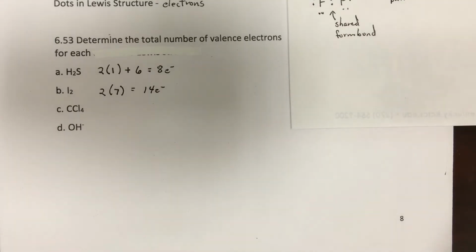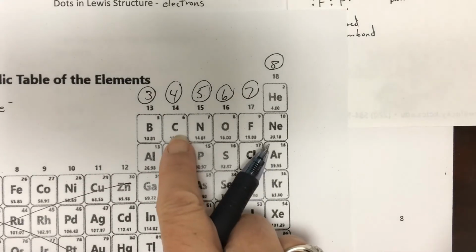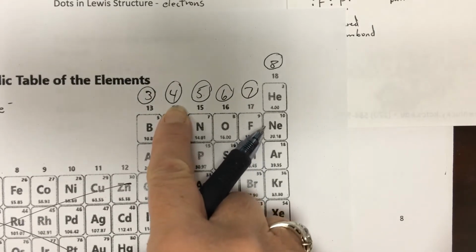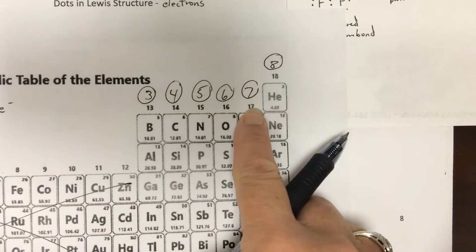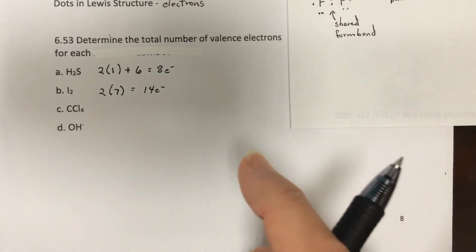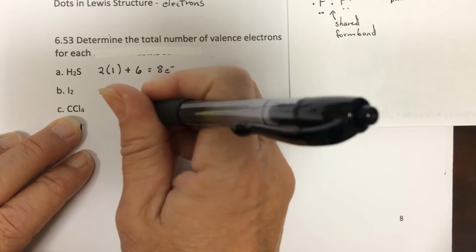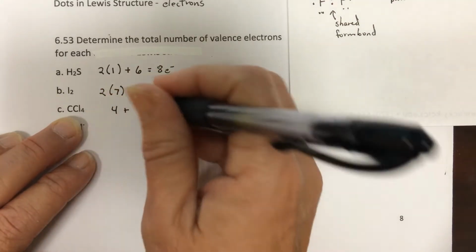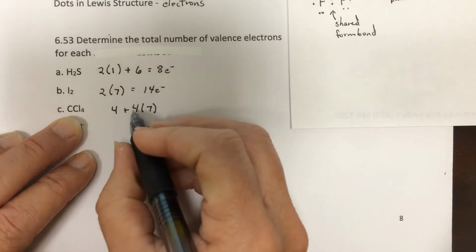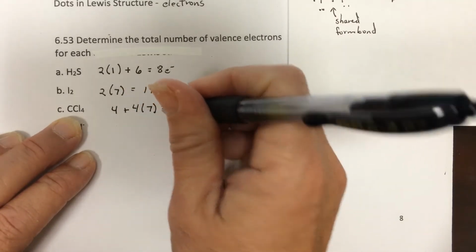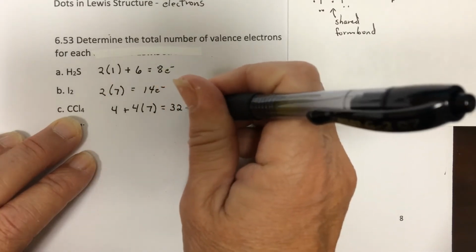Let's look at carbon tetrachloride. Carbon is here. It has 4. The chlorine is here. It has 7. So let's count up our electrons. Carbon has 4, and we have 1 carbon. We have 4 of the chlorines. Each chlorine has 7, so it's 4 times 7. That's 28 for 32 electrons.